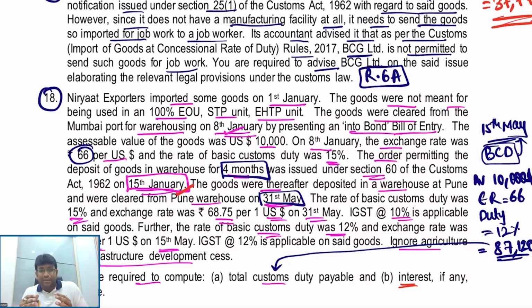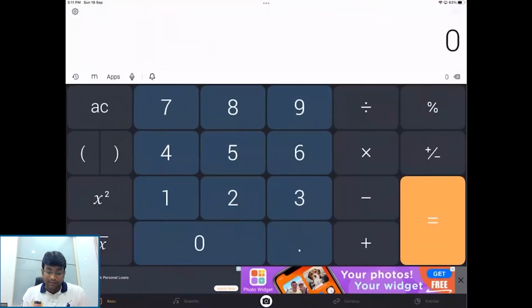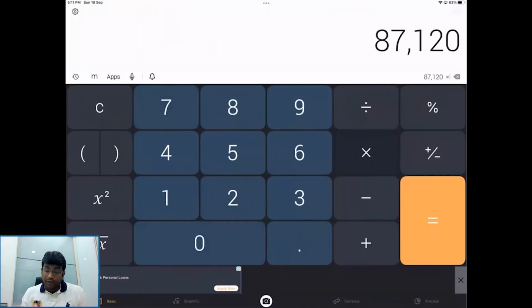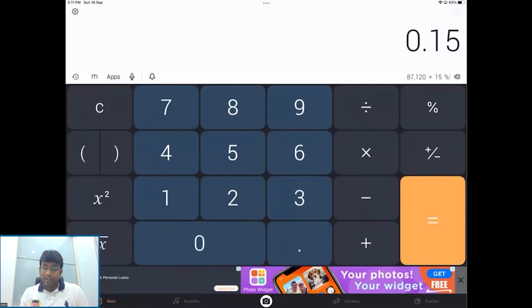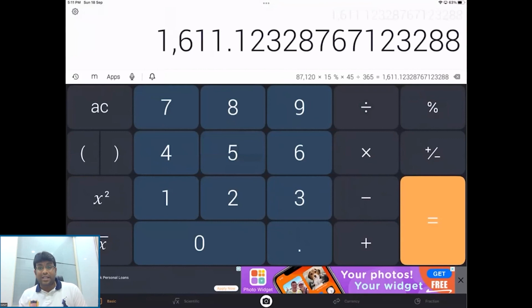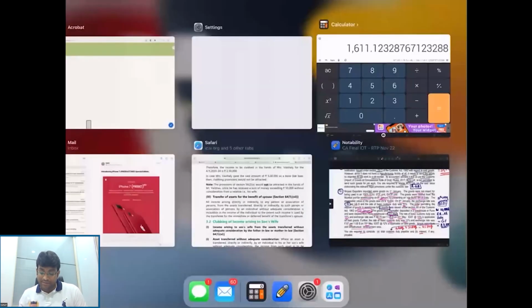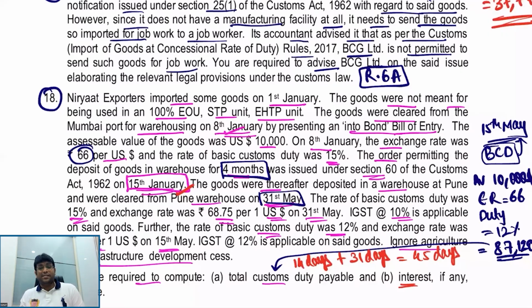All of us. So if the goods remain in the warehouse beyond the expiry of 90 days, then after that we will start charging interest. So April, how many days? About 14 days in April, and May, 31 days in May, which works out to 45 days. So my interest calculation will be: what is my duty? 87,120 into 15% into 45 divided by 365. So my interest is coming out to 1611. Getting my point, everybody?